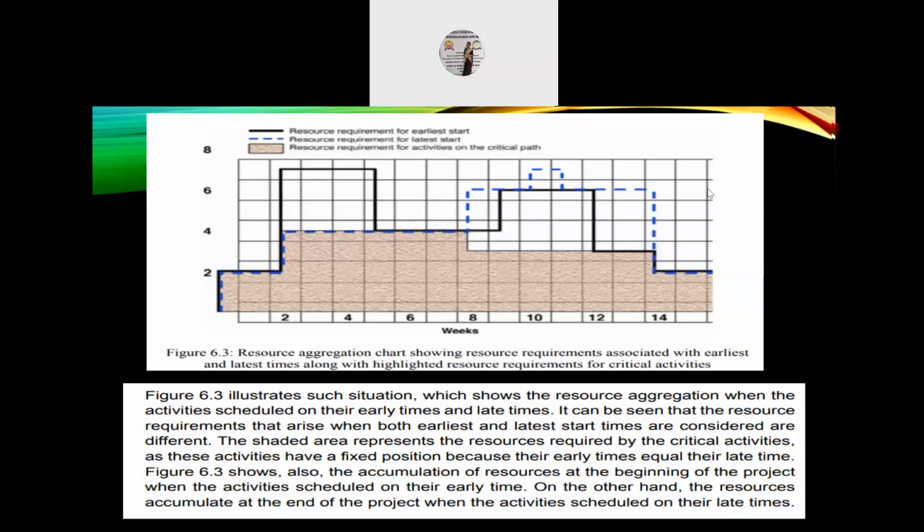the resources required by the critical activities, as these activities have a fixed position because their early times equal their late times. Figure 6.3 also shows the accumulation of resources at the beginning of the project when the activity is scheduled on the early time. On the other hand, the resources accumulate at the end of the project when the activities are scheduled or planned on their late times.